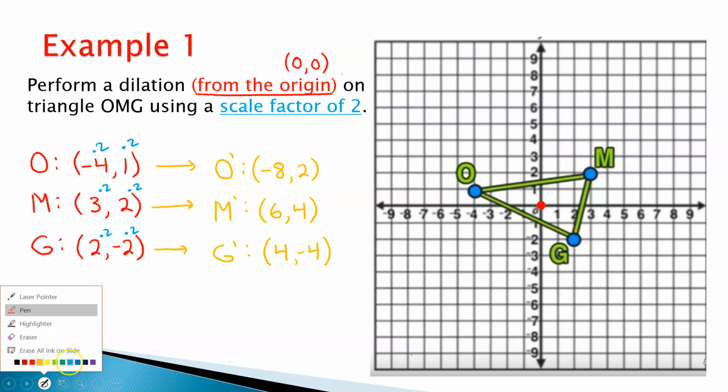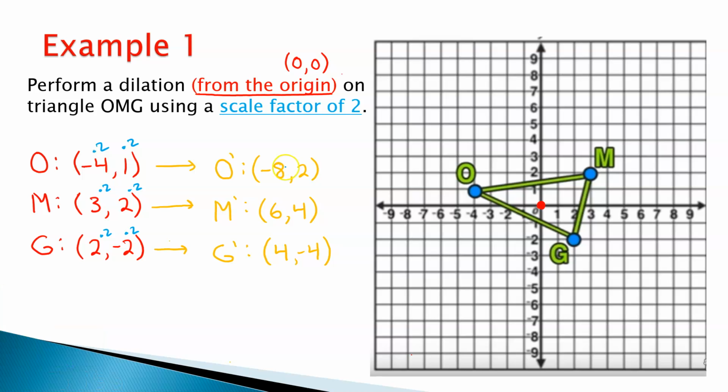I'll go ahead and use blue. So I'll start here with O, -8, 2. So I go left 8, up 2. That is going to be my new, don't forget to label that. That is my new O prime.